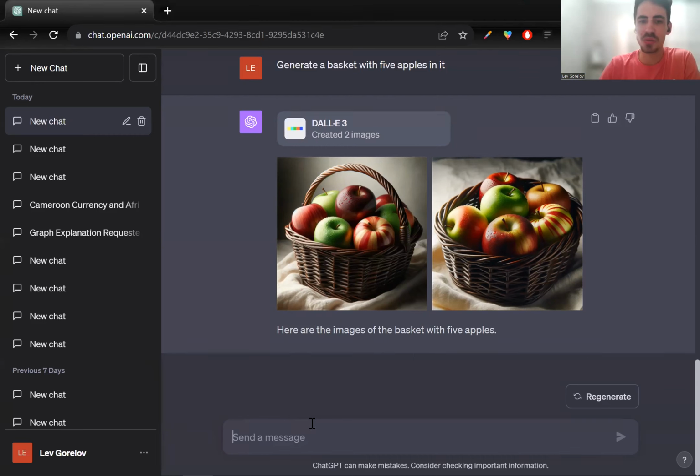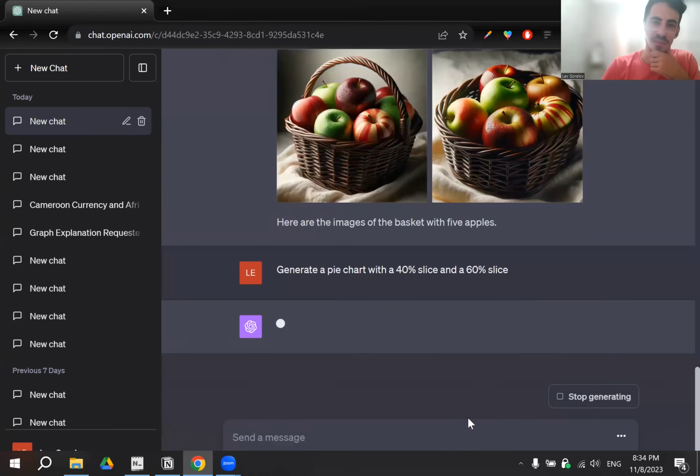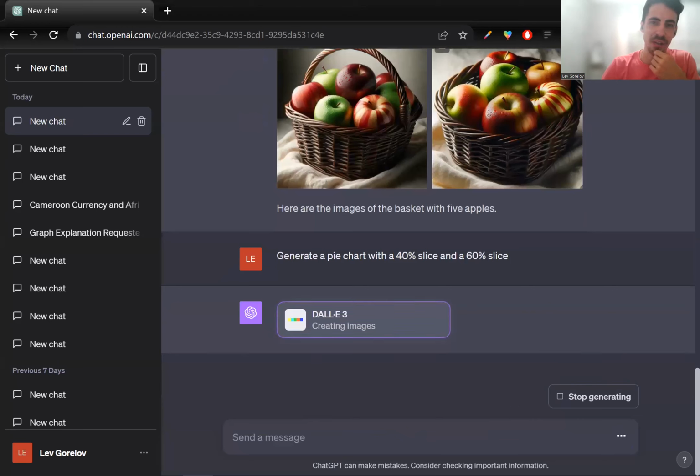Let's go on to generate a pie chart. Let's see. This is something no model that I've known has been successful at, so this is quite a tall order. Let's say, generate a pie chart with a 40% slice and a 60% slice. I'd be very impressed if it figures this one out. Again, if we can't even count apples, what can we expect from percentages of a pie chart?